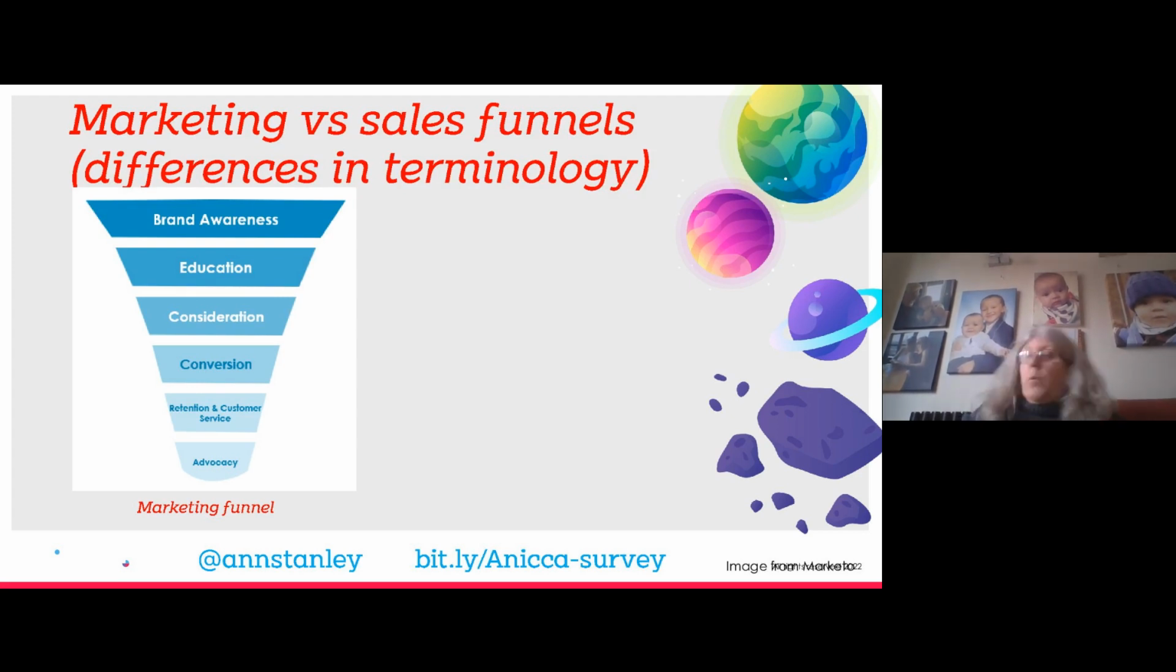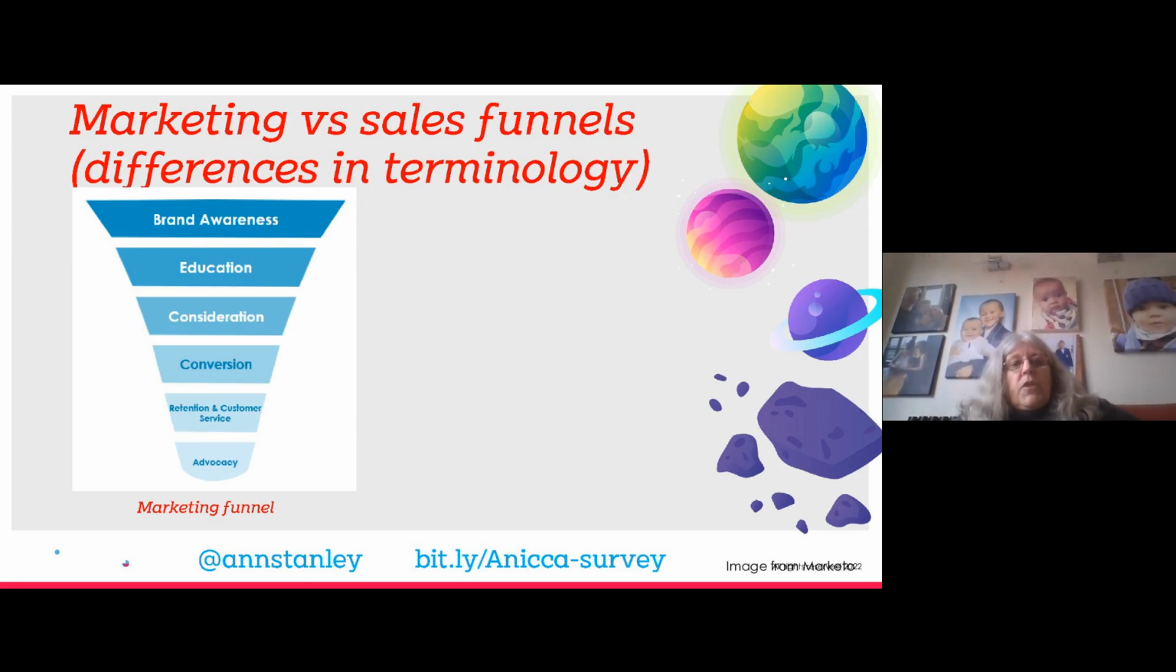We then get to the really important bit, which is the conversion stage. And this is really where an action takes place. And of course, there are lots of different types of conversions. A conversion could be filling in a form. It could be an e-commerce sale, or it could be picking up the phone and talking to somebody, or it could be going into a shop. So a conversion can take place both online and offline.